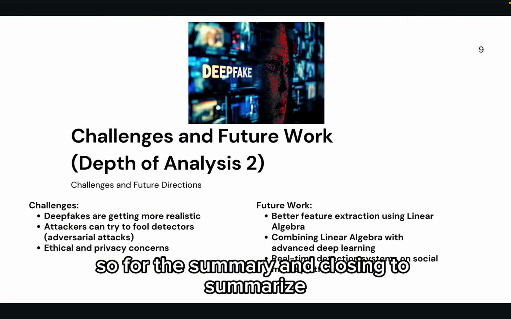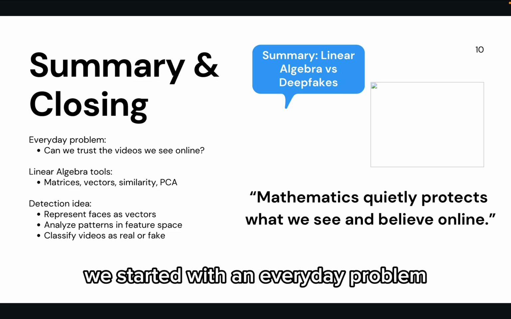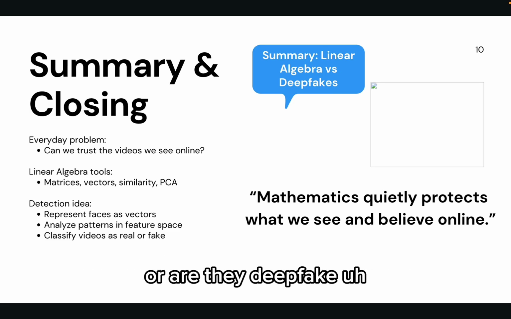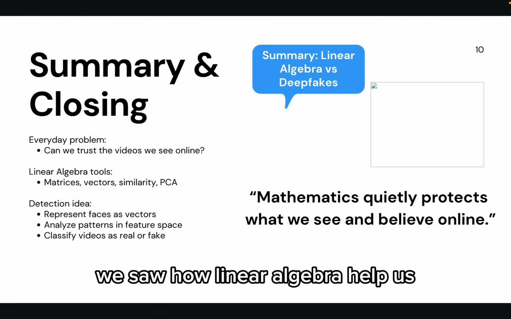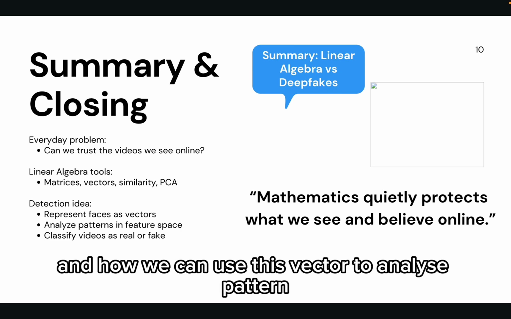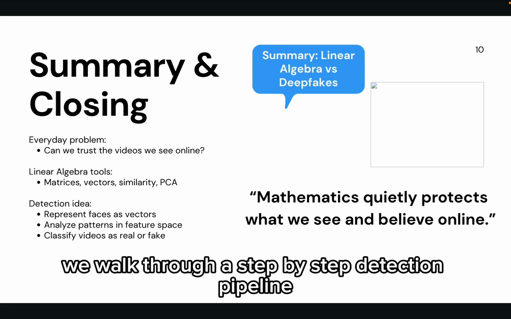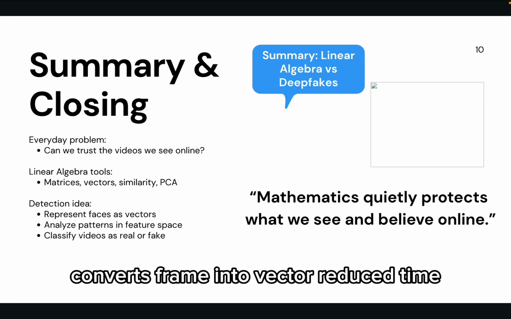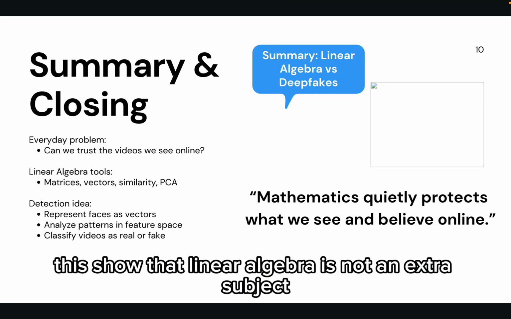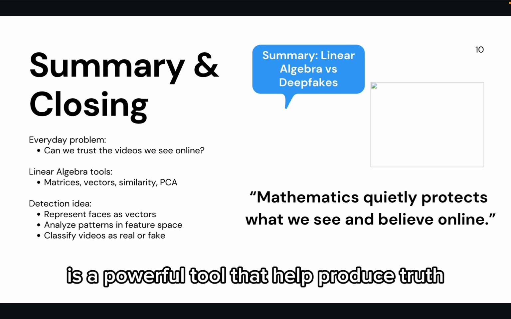So for the summary and closing, to summarize, we started with an everyday problem. Can we trust the videos we see online, or are they deepfakes? We saw how linear algebra helps us turn images and video into matrices and vectors, and how we can use these vectors to analyze patterns. We walked through a step-by-step detection pipeline: convert frames into vectors, reduce dimension with PCA, and separate real versus fake using a decision boundary. This shows that linear algebra is not just an extra subject from the textbook. It's a powerful tool that helps protect truth and trust in the digital world.